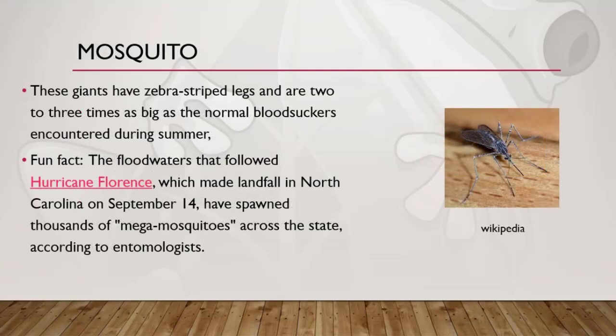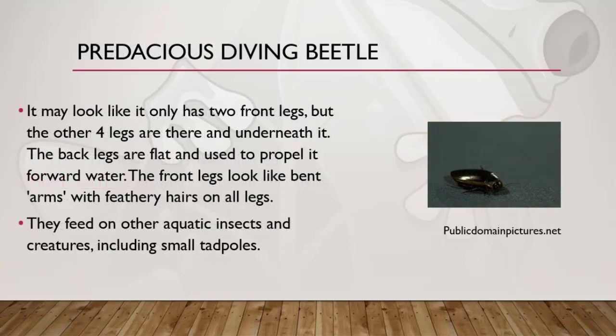Mosquitoes have striped legs and carry disease. After Hurricane Florence, North Carolina has experienced giant mosquitoes nicknamed mega mosquitoes. They carry heartworms that are dangerous to small animals. The predaceous diving beetle has 6 legs, but looks like it only has 2. These beetles prey on tadpoles and insects.